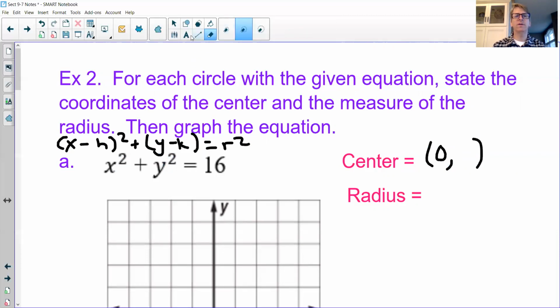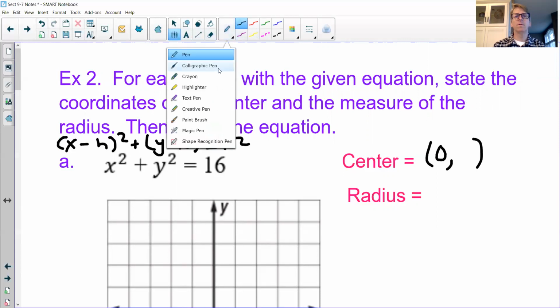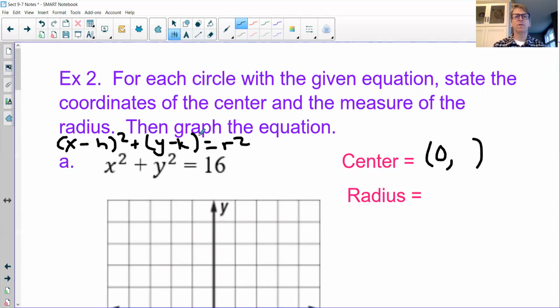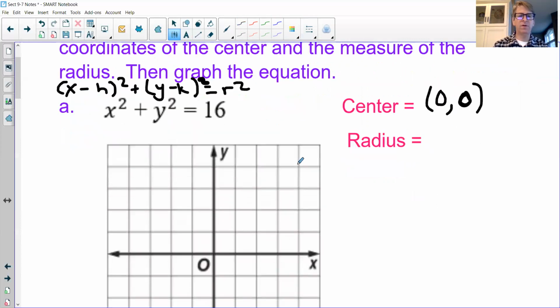Because if this is y squared, y minus k, k squared. Okay, so this k is 0. All right, so we've got ourselves the center at 0, 0. Now, this 16 is r squared, so that tells me that the radius is 4. So that's what these types of questions are.